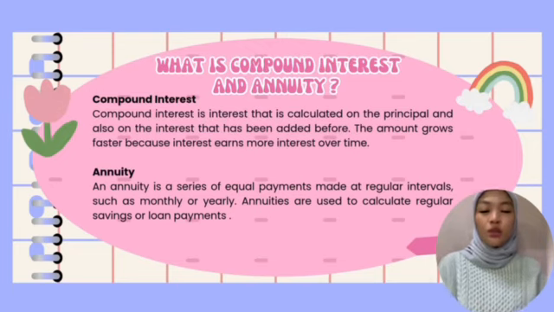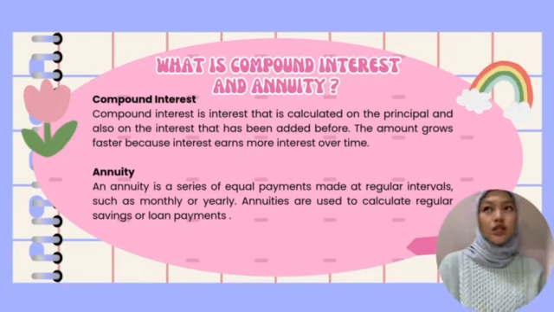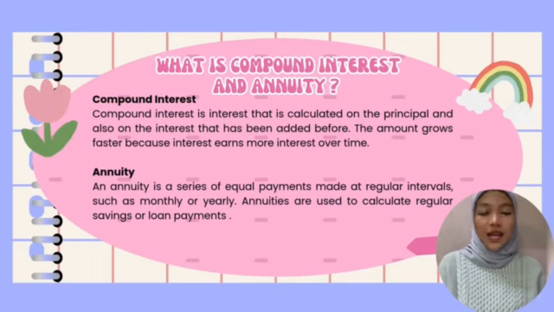An annuity refers to a series of equal payments made at regular intervals, such as monthly or yearly. Annuities are usually used to calculate regular saving plans or loan payments. In short, an annuity is a fixed payment made regularly.